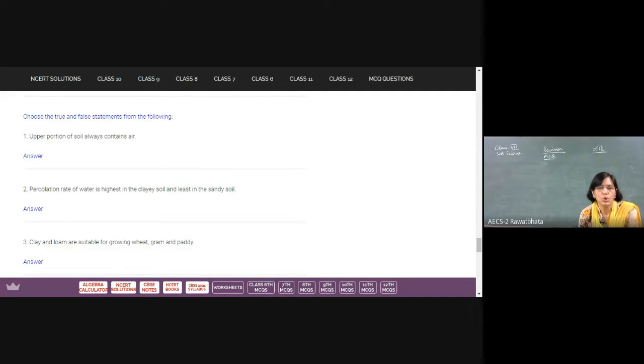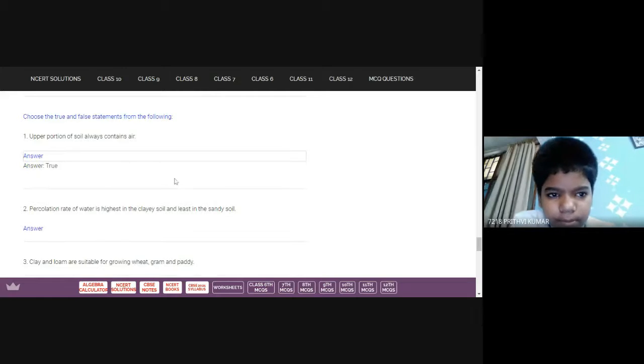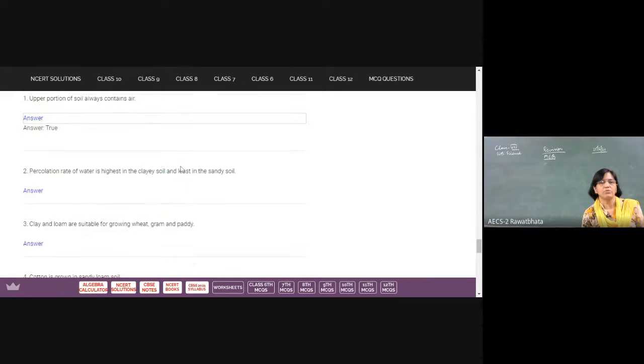Next, choose true or false. The first one I would like to give you. Let me divide these now. First for Prithvi, then Ritesh, Kumud, and then Chirag, and Naveen. Now let me read out the true and false. The first one, upper portion of the soil always contains air. Ma'am, false. True. Without air, the roots cannot survive.